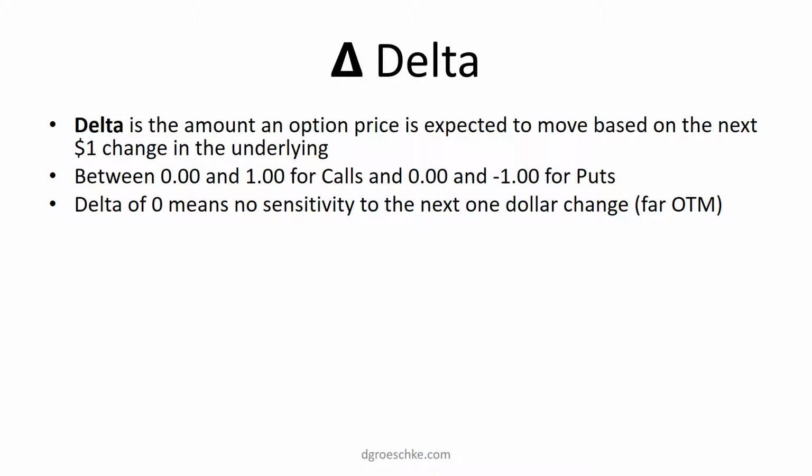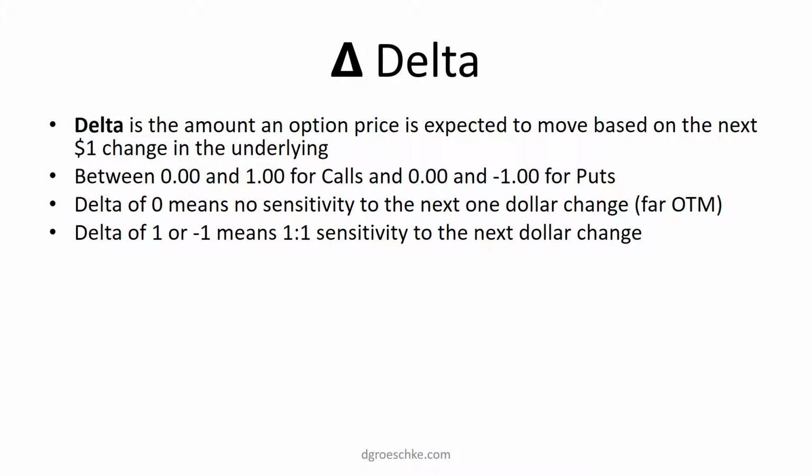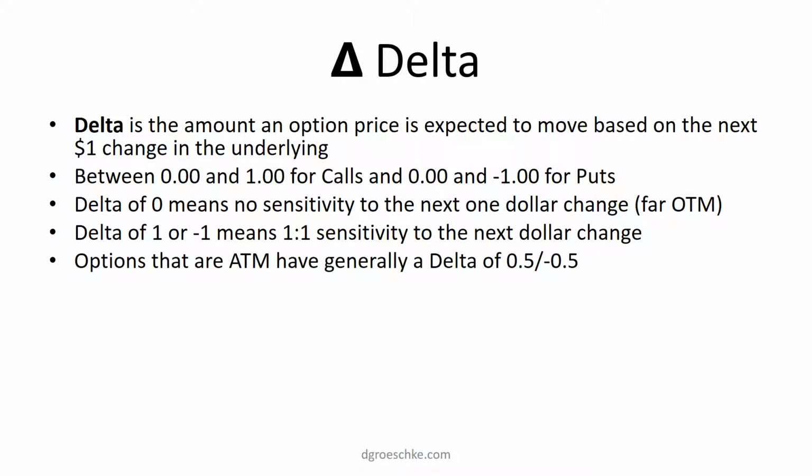This often connotes that they are so far out of the money they are most probably not going to end up in the money. A delta of 1 or negative 1 means that the option is very deep in the money, that it is most probable to end up in the money, and that it is so deep that the option reacts on a 1:1 basis for every dollar change of the underlying. Options that are exactly at the money have a 0.5 or negative 0.5 delta.